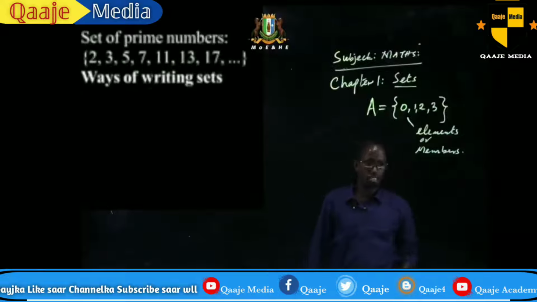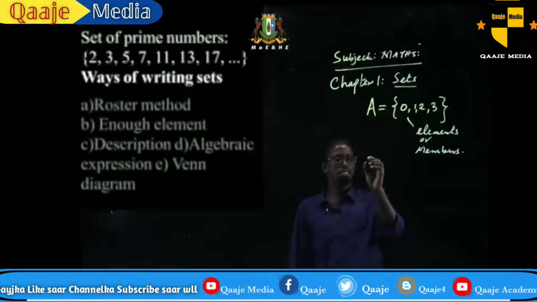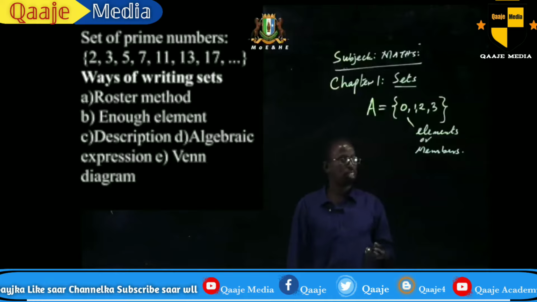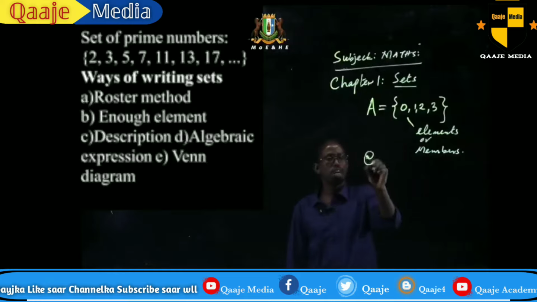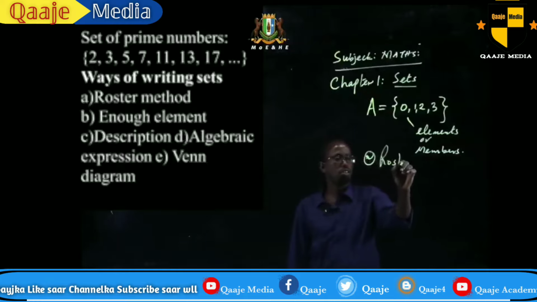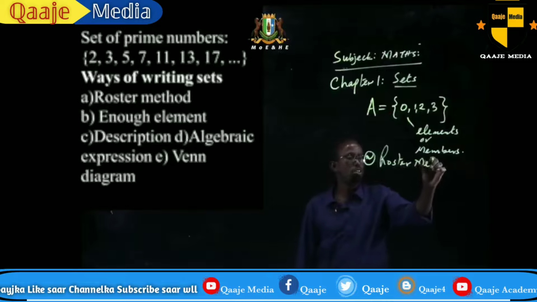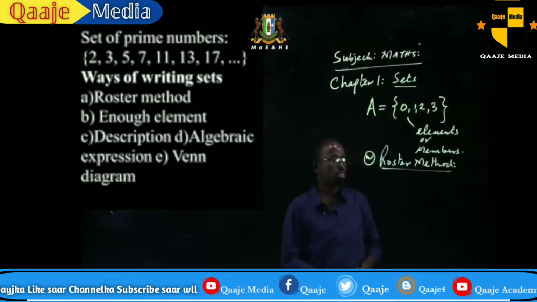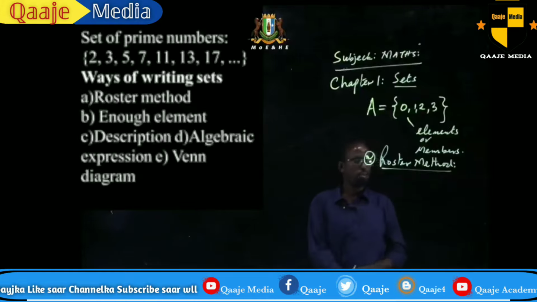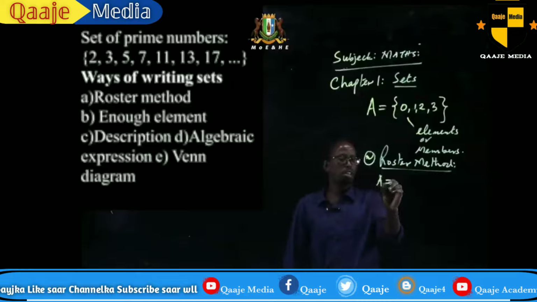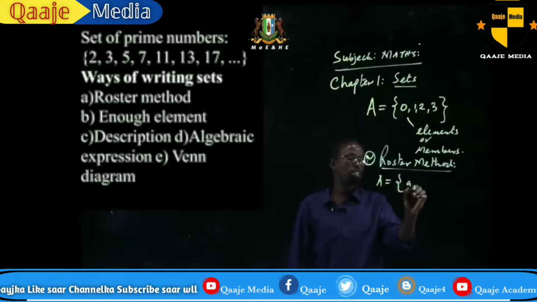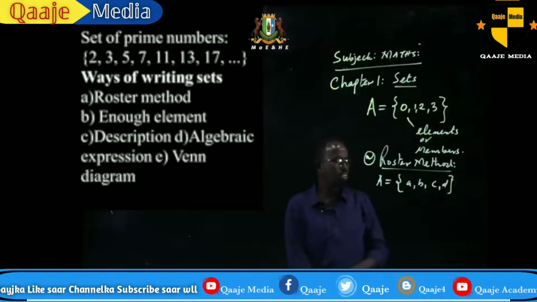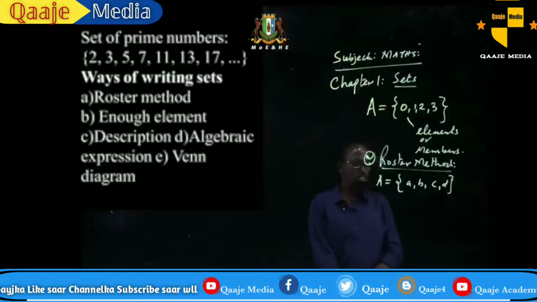Ways of writing sets. There are several ways of writing sets. There are 5 types of writing sets. One, we have the roster method. The roster method is also called listing all elements. Like, for example, let's say we have set A, B, C, D. So that is listing all elements.